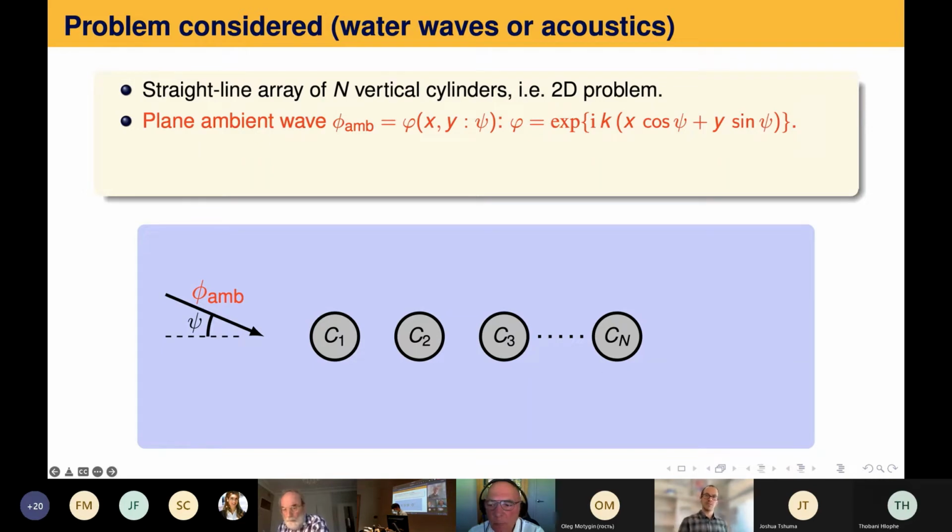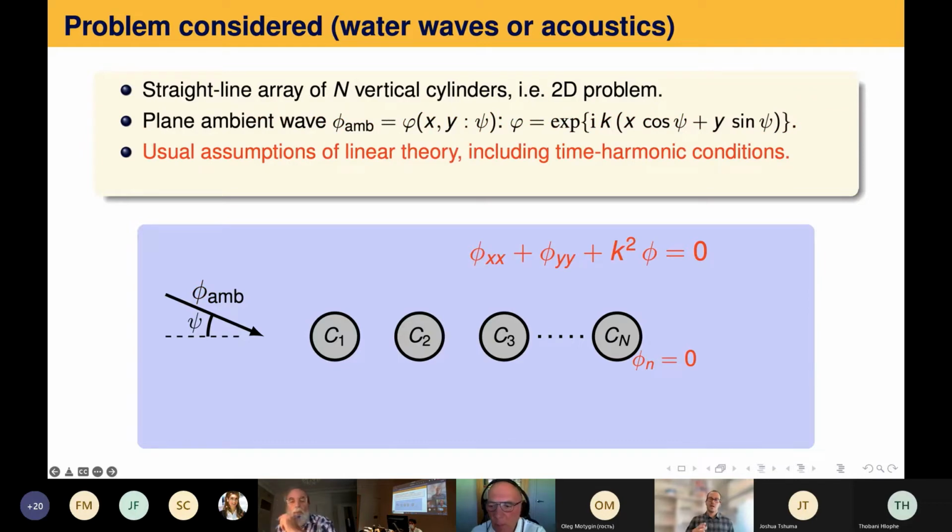I'm going to excite motions by a plane ambient wave traveling at some angle psi. It's just the standard stuff here. And with some wave number k, which you can associate to a frequency of motion in the usual way, and I'll just refer to as a frequency from now on. I'm also going to include all of the usual assumptions of linear wave theory, including time harmonic motions. And so that leaves us with something very familiar.